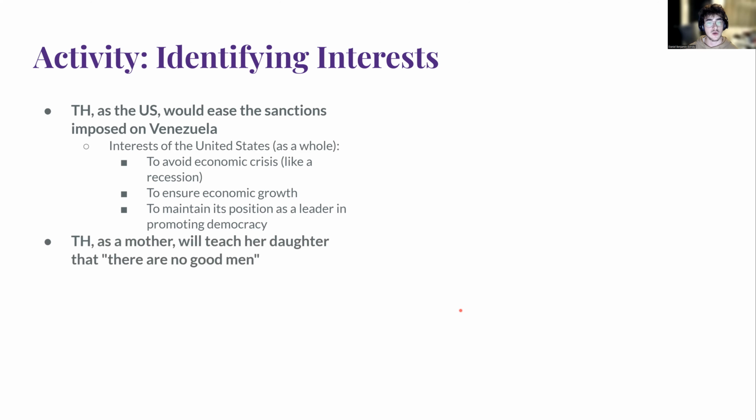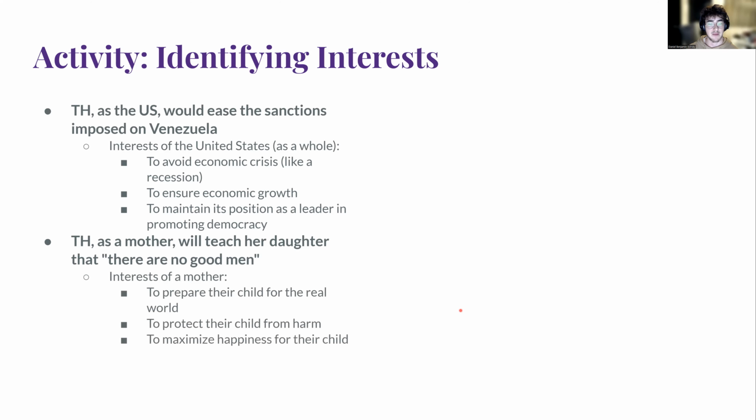"This House, as a mother, will teach your daughter that there are no good men." All right. So interests of a mother: one, to prepare their child for the real world. Two, to protect their child from harm. Three, to maximize happiness for a child. So these are all different incentives or interests of a mother.